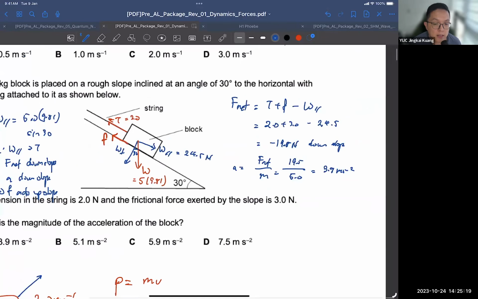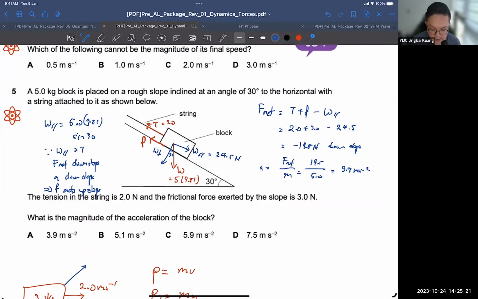The interesting thing about this one is you need to spend some time to work out what the frictional force direction is. It can be up or down also. Anything for this one?